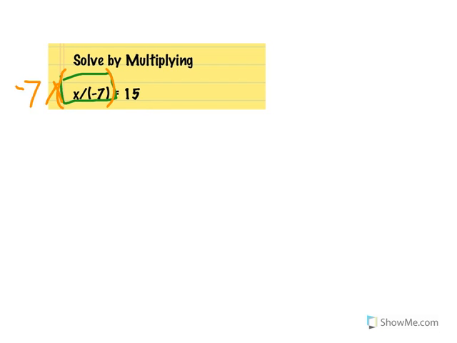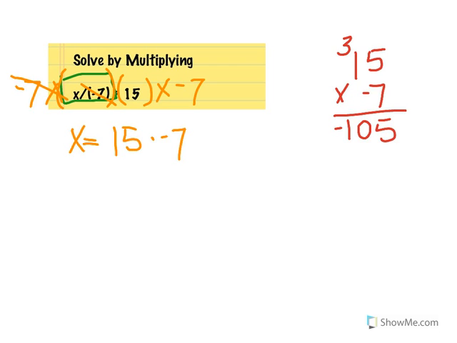If I do it to this side, I need to do it to this side. Times -7. So this multiply -7, divide -7, all cancels out, and I'm left with x equals 15 times -7. 15 times -7 gives me -105 equals x. I'm plugging that in to check my answer.